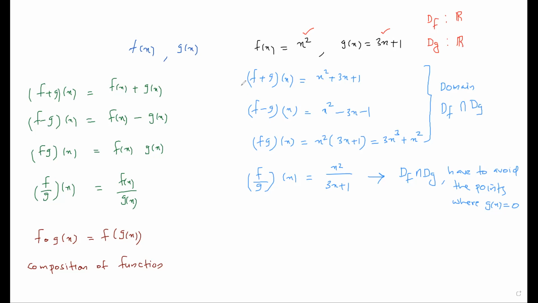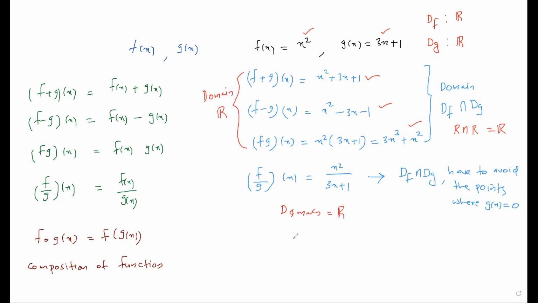Okay. So in all these first three cases, you got three new functions. All their domains are the intersection of real numbers with real numbers, which will be the real numbers themselves, isn't it? So the domain is the set of all real numbers. For the last function, the domain is also the set of all real numbers. There is no doubt in that.